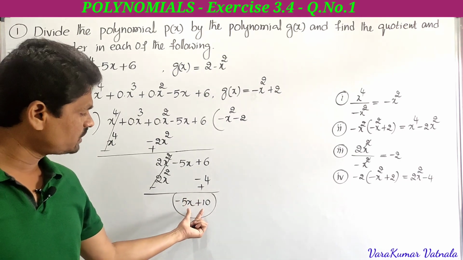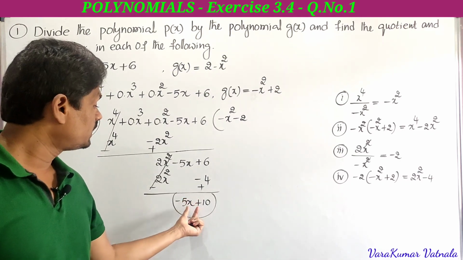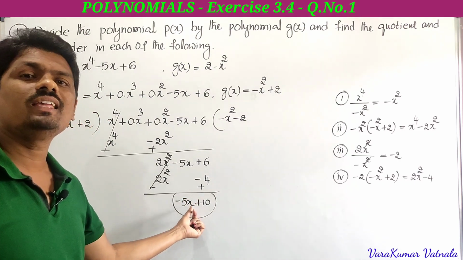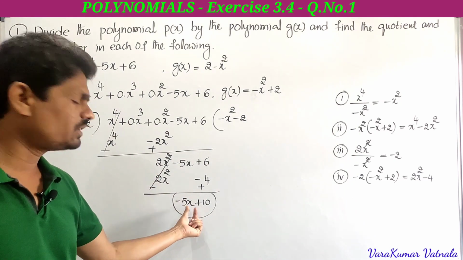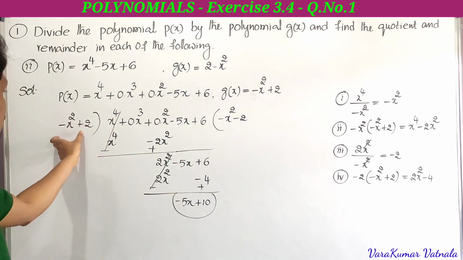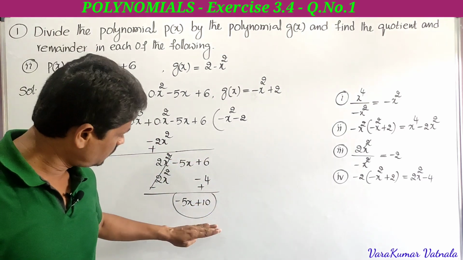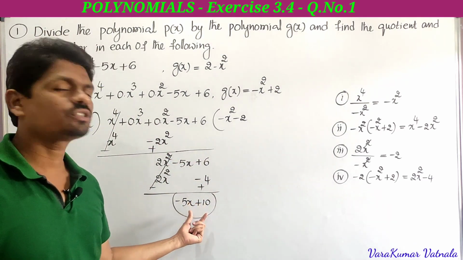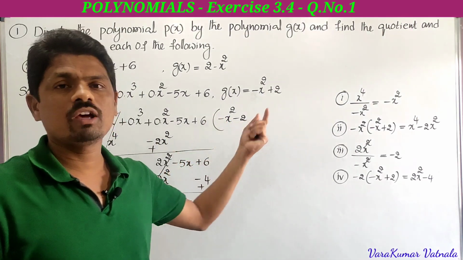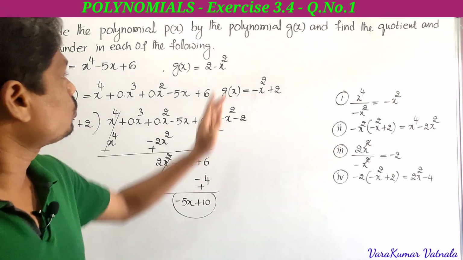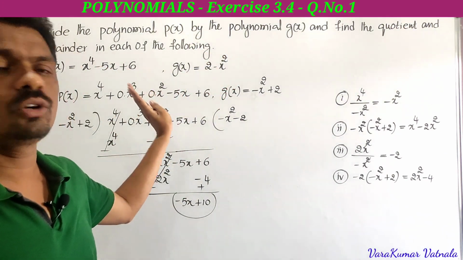So now the division is completed, since the degree of the remainder is less than the degree of the divisor. Here the degree of the remainder is 1 and the degree of the divisor is 2. So the division is completed. Here minus 5x plus 10 is the remainder, and minus x square minus 2 is the quotient. He is asking to write the remainder and the quotient.